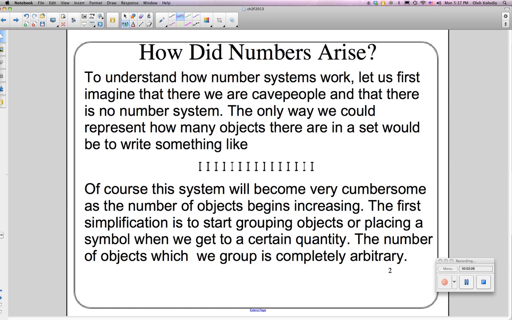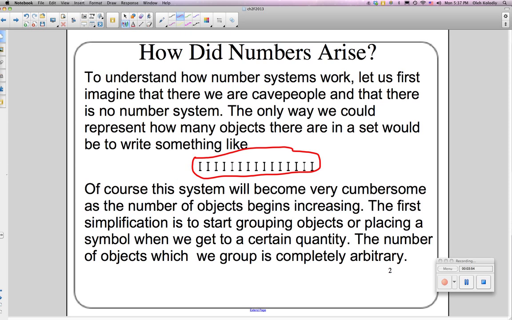So how do you think numbers arose? To understand how number systems work, let us imagine that we are cave people and that there is no number system. So how would you communicate how much you want of something? Well, here's an example. You can just basically show I want this much. You'd need an object for every number. But of course, once these numbers get very big, this becomes kind of cumbersome.